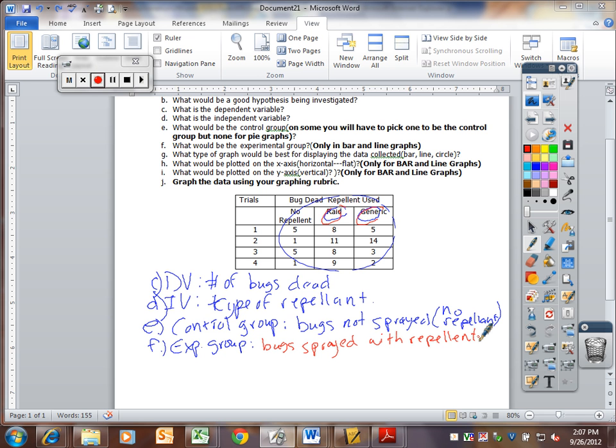Okay, now I'm going to erase this so that I can do, oh, G's easy. G is what type of graph should be used. Okay, this one you can either go with a line or a bar graph, and it'll work. Okay. And just because it's small enough trials and there's several things that we're comparing, either one of those would be correct. Okay, now I'm going to have to erase that so I can do the graphing part. But you can always rewind to go back to those parts.